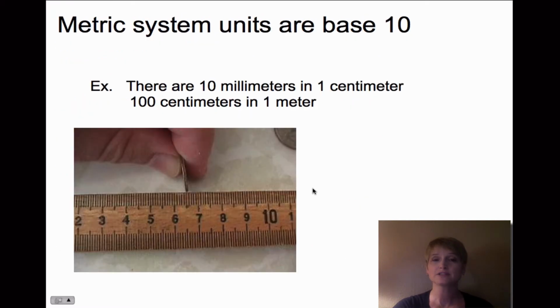And the metric system is units in base 10. So it always goes by 10. This gives us a really easy way to convert from millimeters to centimeters to meters, because there are 10 millimeters in a centimeter, and there are 100 centimeters in a meter. So it's really easy for us to go back and forth between those measurements.